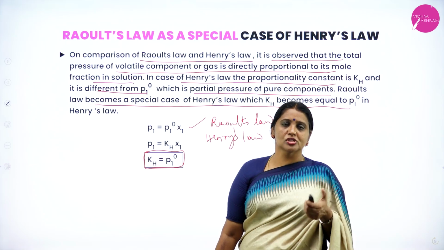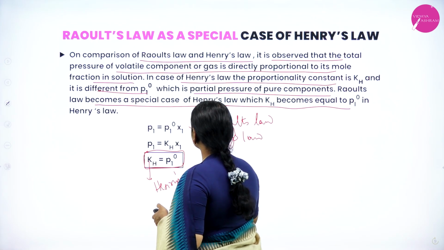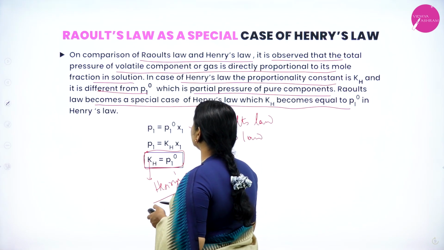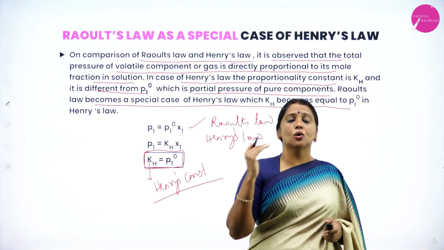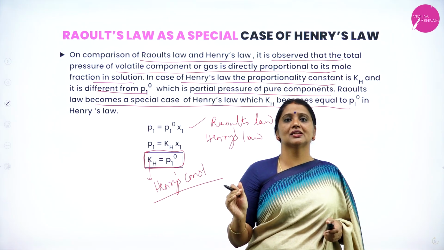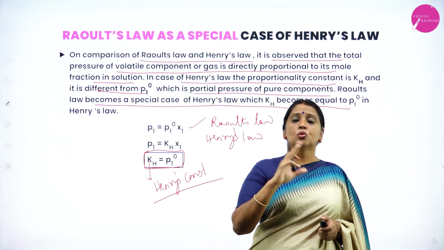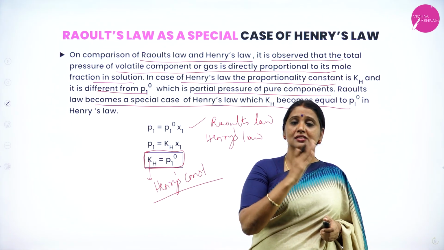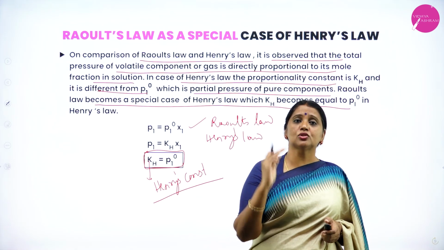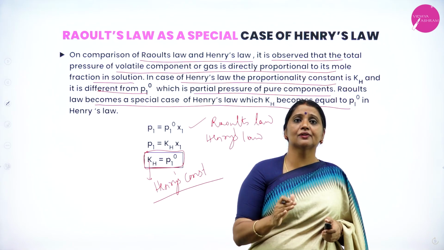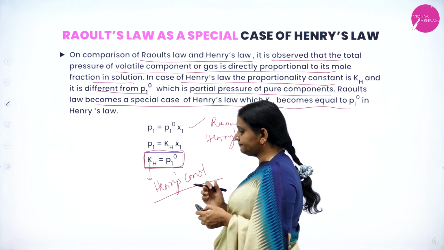Therefore, by comparing Raoult's law as well as Henry's law, we get Kh, which is Henry's constant, equal to P1 naught. This is how we compare Raoult's law and Henry's law. Henry's law is applied to the solubility of a gas in a liquid. The statement of Henry's law: at constant temperature, the solubility of a gas in a liquid is directly proportional to the partial pressure of the gas.